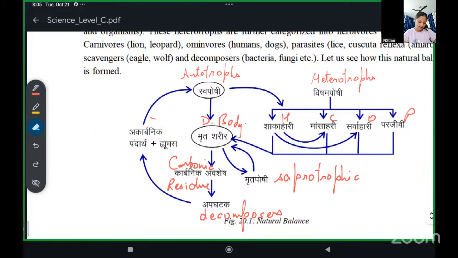Okay. This is inorganic matter. Inorganic matter plus humus. Okay. Now let us understand it.